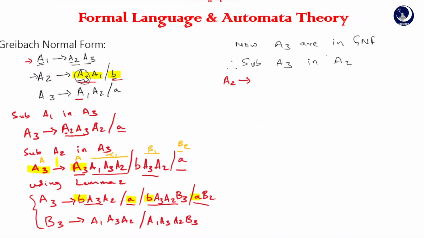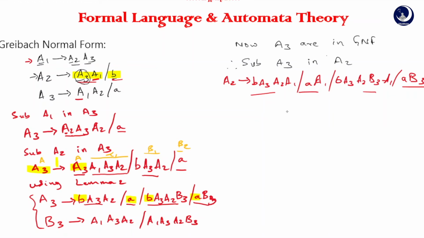The A2 productions will be like, just add A1 at the end. You can see this production rule here, just adding A1 at the end of these productions. So A2 will be B A3 A2 A1, A A1, B A3 A2 B3 A1 and A B3 A1. So this is actually B3 here. Right. So now after substituting A3 in A2, you can see all the productions of A2 are in GNF now because everything is starting with a terminal.